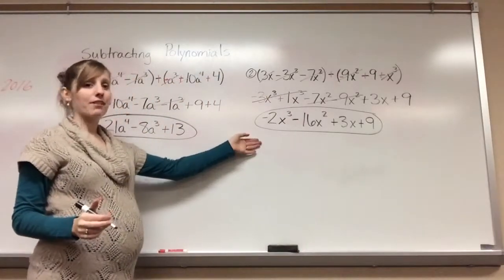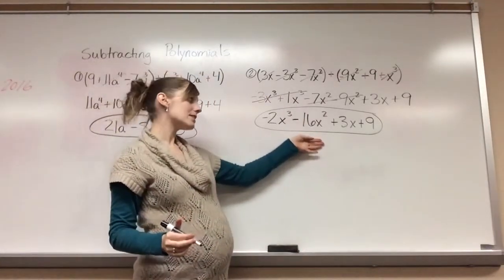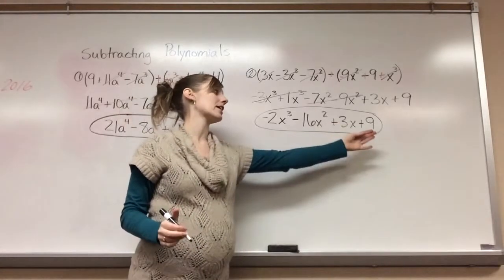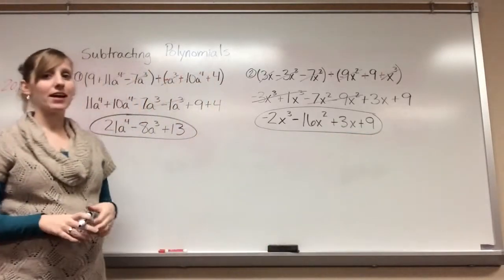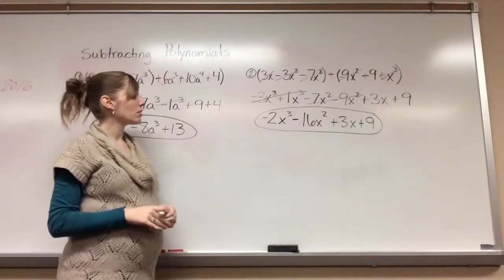And this is in simplified form, negative 2x to the third minus 16x squared plus 3x minus 9. I can't simplify that any farther, so I am finished with problem number 2.